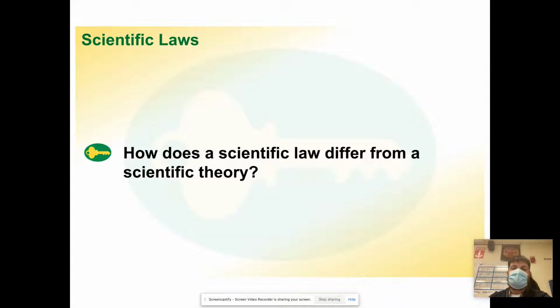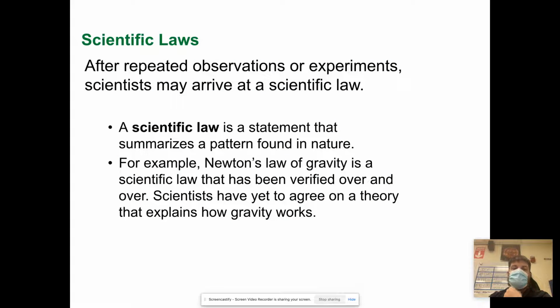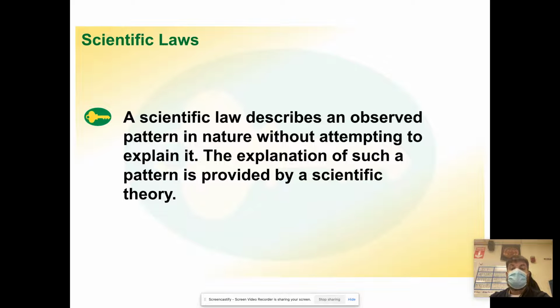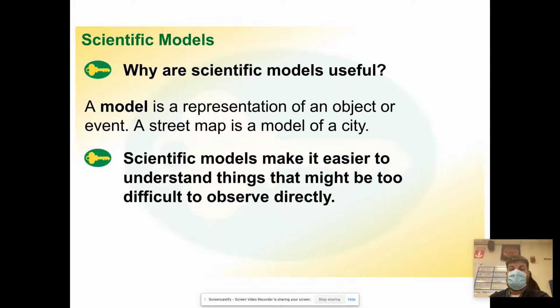So how does a scientific law differ from a theory? Well, after repeated observation, scientists may arrive at a scientific law. A law is a statement that summarizes a pattern found in nature. For example, Newton's law of gravity is a scientific law that has been verified over and over and over again. Scientists have yet to agree on a theory that explains how gravity works, but we know that there is a law. A scientific law describes an observed pattern in nature without attempting to explain it. What goes up must come down, basically. The explanation of such a pattern is provided by a scientific theory.